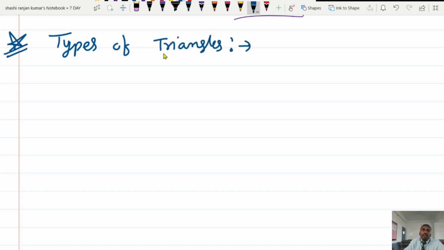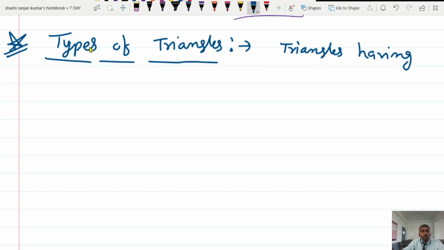So triangles are divided into a total of 6 types. 3 on the basis of sides and 3 on the basis of angles. So here we can write: triangles having total 6 types.